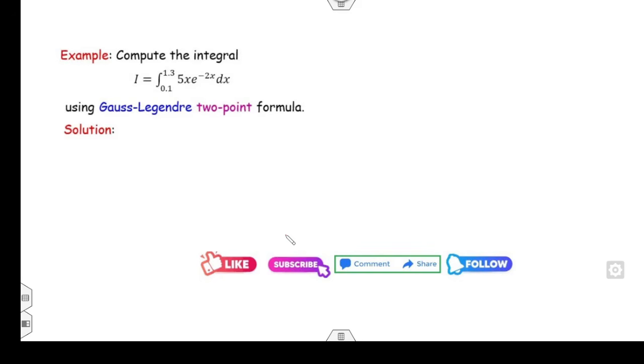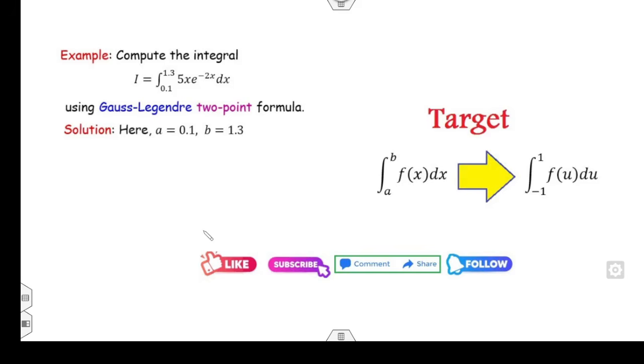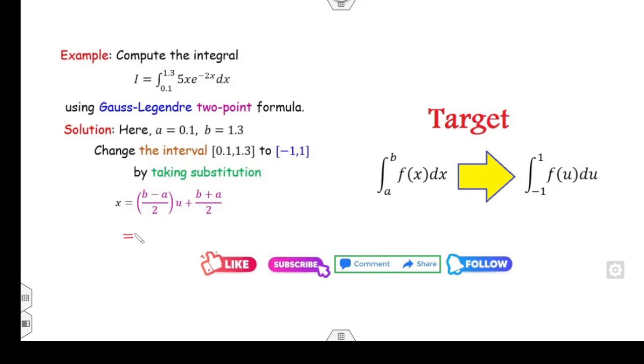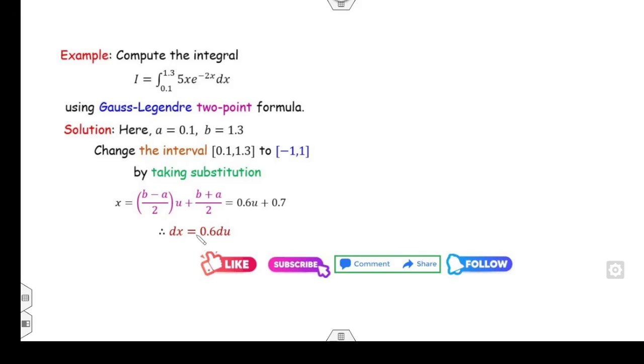Okay, look at this another one. Compute the integrals by using the 2-point Gauss quadrature formula. A is my 0.1, B will be 1.3. So your target is to convert to -1 to +1. So I can use the substitution (B minus A) divided by 2, which is 0.6. (B plus A) divided by 2 is 0.7. And then dx will be 0.6 of du.